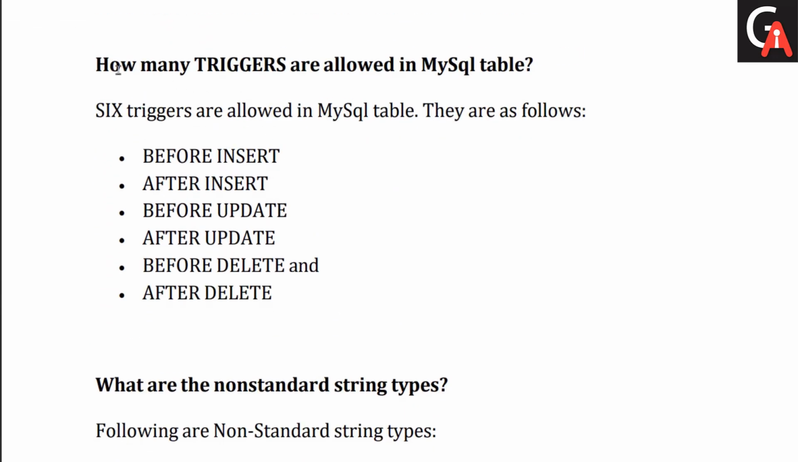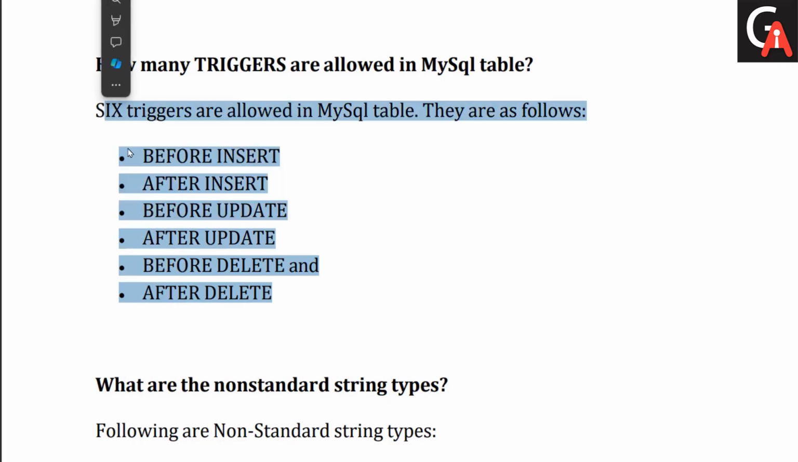Next, how many triggers are allowed in MySQL tables? There are 6 triggers allowed in MySQL tables, and those are before insert, after insert, before update, after update, before delete, and after delete. Triggers are a set of SQL statements which get automatically invoked when you insert, delete, or update an existing record in the database. If you want the trigger to be executed before the insert, then the before statement is there. If you want to use the trigger after the insertion, then you can use after. So these are the 6 types of triggers allowed in MySQL.